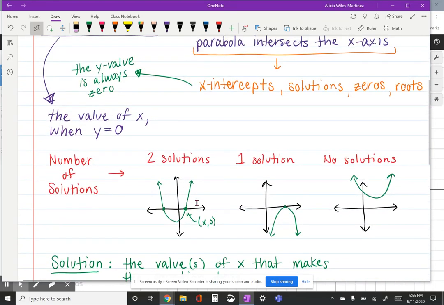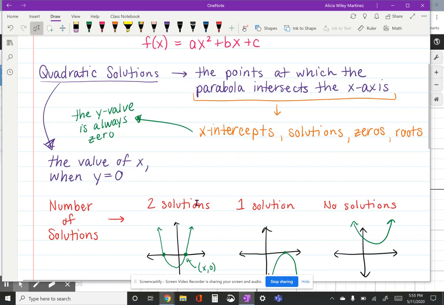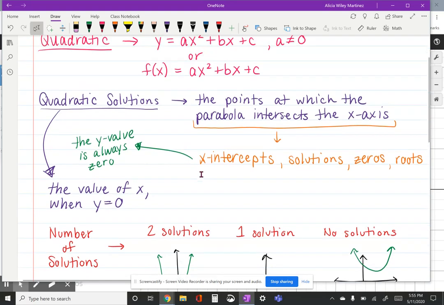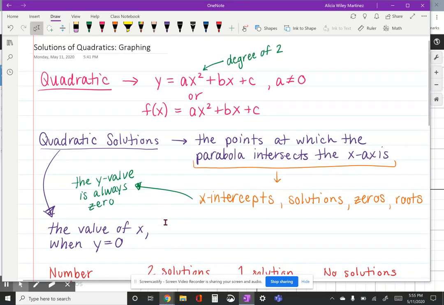So the solutions of a quadratic are the x-intercepts. The x-intercepts are values of x when y equals 0. So hold on for the next video where we'll talk about how you solve these using other methods other than just graphing.